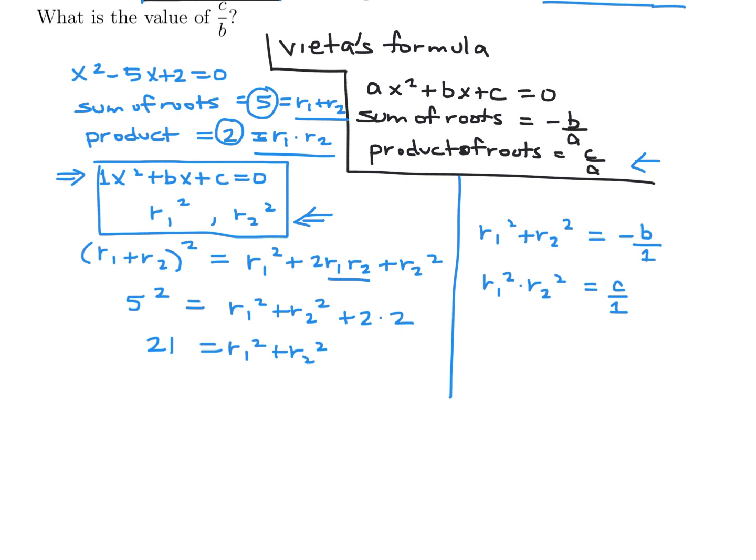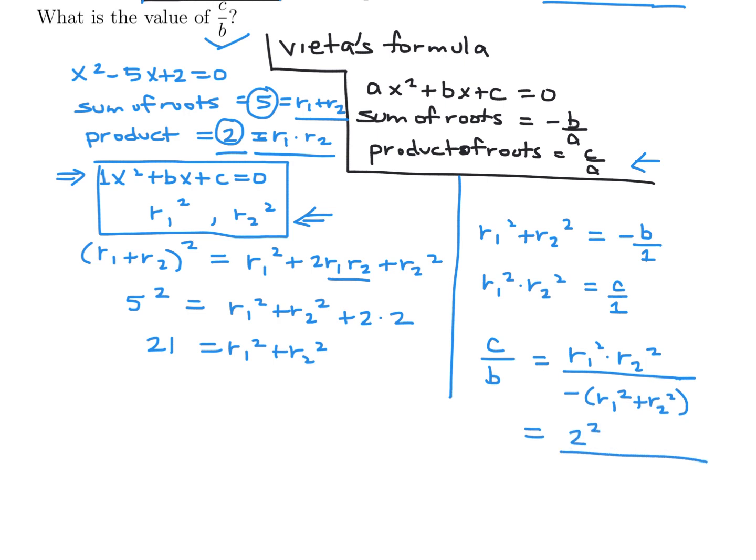What are we trying to figure out? c over b. Yeah, c over b. So c over b would be r1 squared times r2 squared over b, which is the negative of the sum, so negative r1 squared plus r2 squared. Well, the numerator we know would be 2 squared, and the denominator, that sum, we just figured out was 21. So it'd be negative 4 over 21.